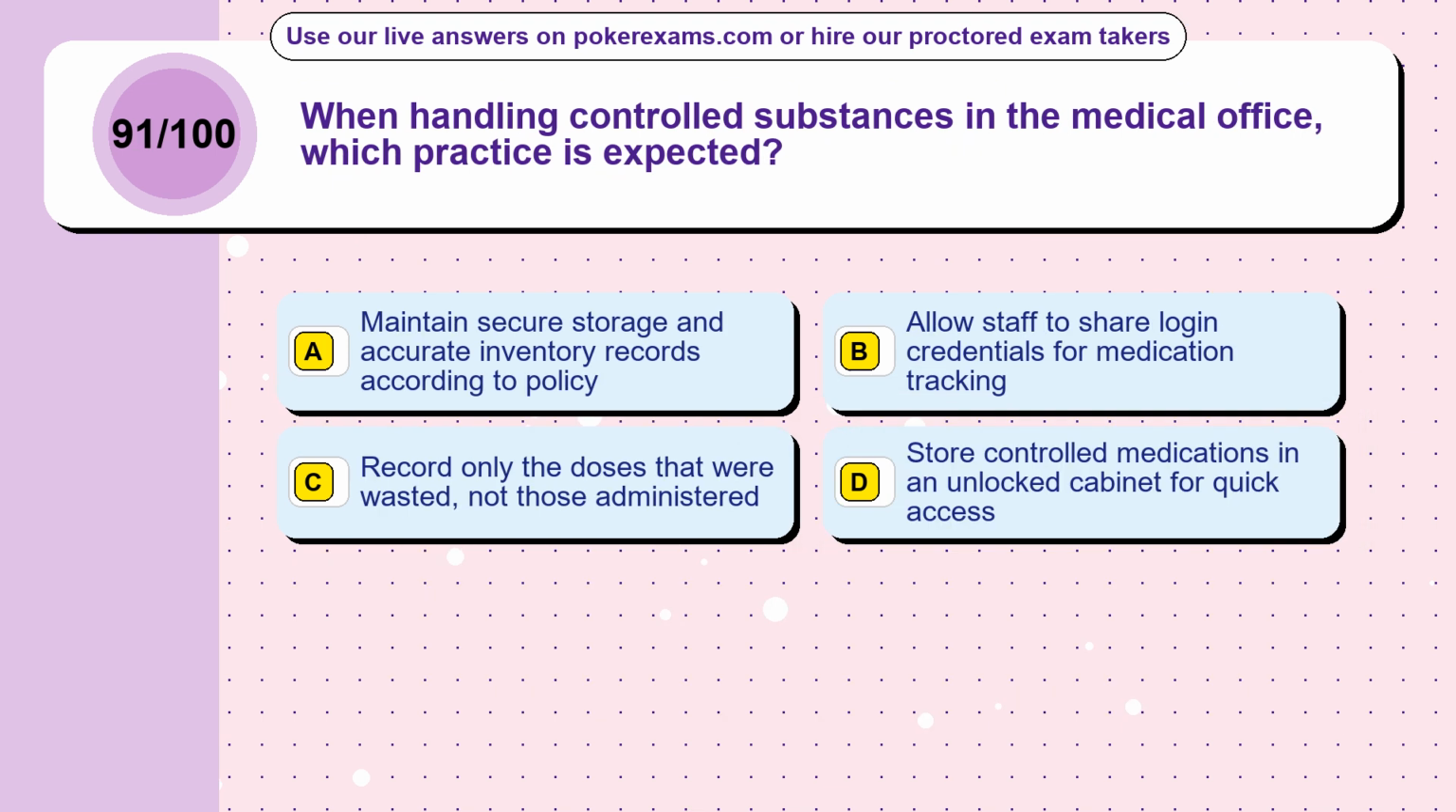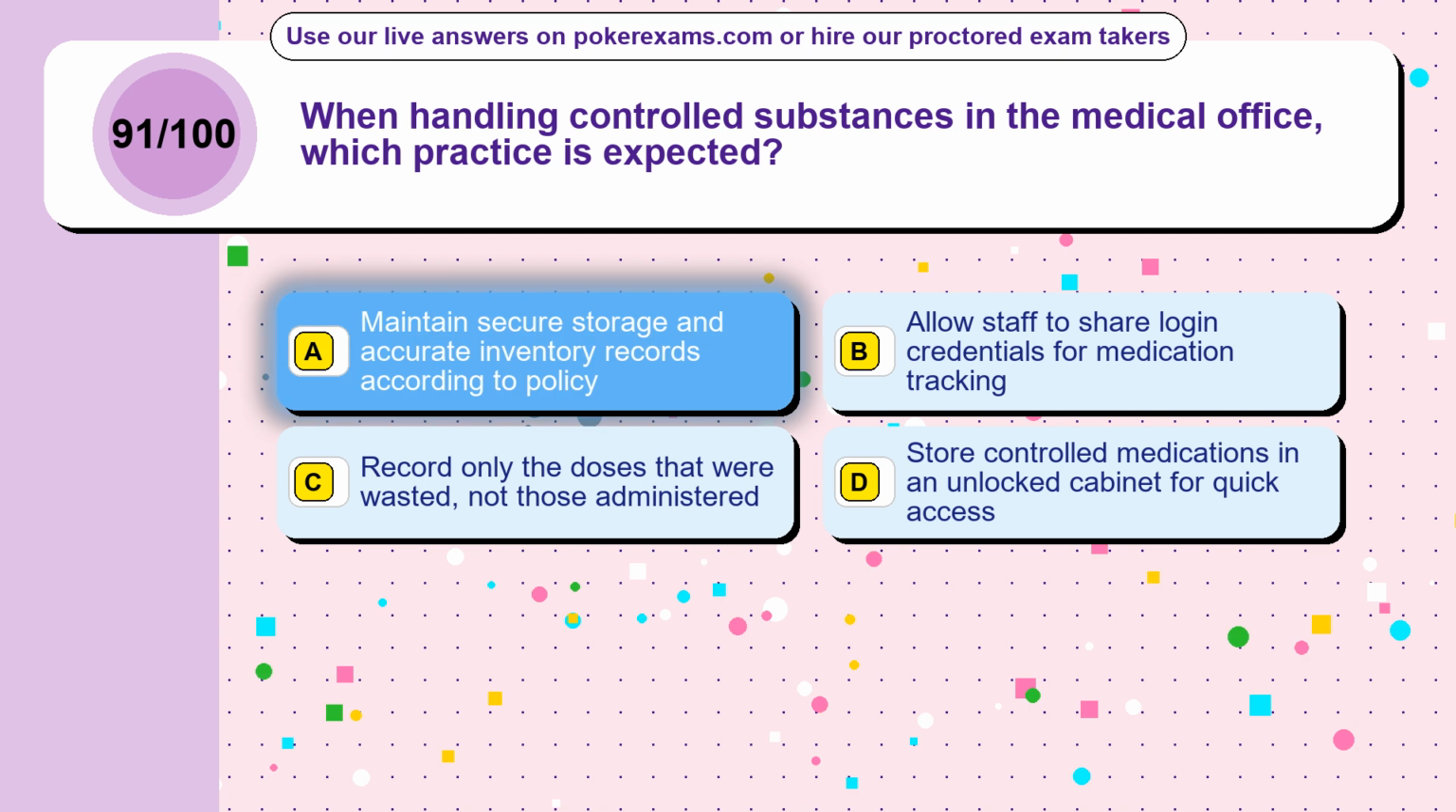Question 91. When handling controlled substances in the medical office, which practice is expected? Option A. Maintain secure storage and accurate inventory records according to policy. Option B. Allow staff to share login credentials for medication tracking. Option C. Record only the doses that were wasted, not those administered. Option D. Store controlled medications in an unlocked cabinet for quick access. The correct answer is option A.